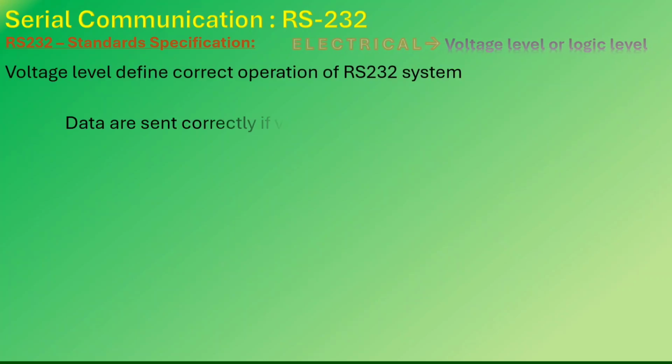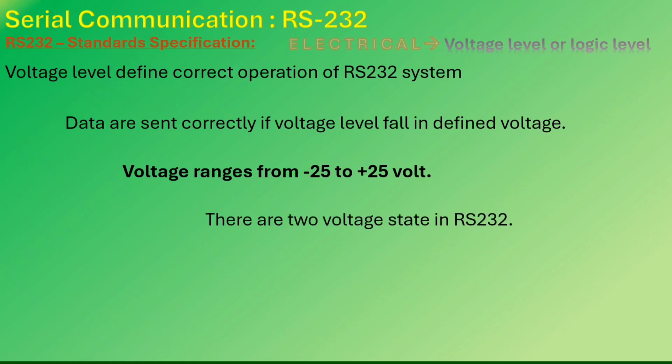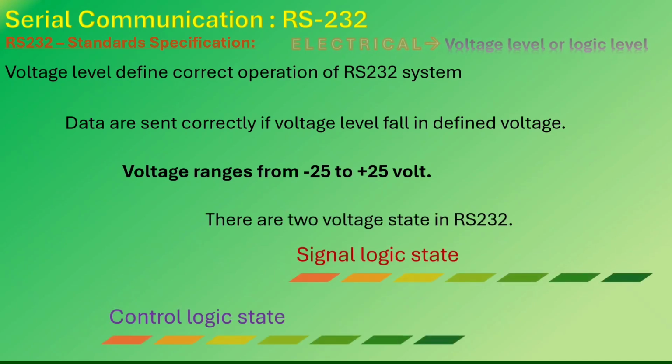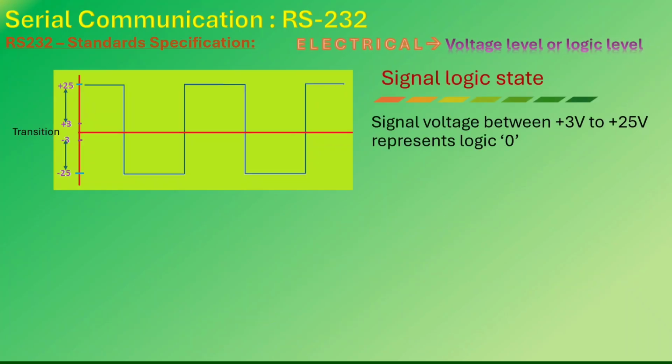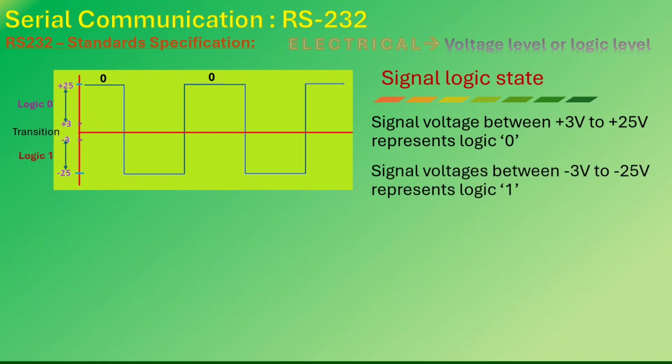Voltage level or logic level. It defines the voltage level and logic state, which is in the range of -25 to 25 V. There are two logic states, signal and control. In the signal logic state, logic 0 represents 3 to 25 volts. Logic 1 represents -3 to -25 volts. -3 to 3 volts represents the transition period.